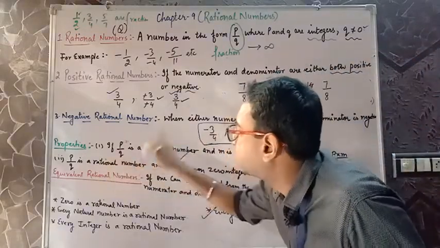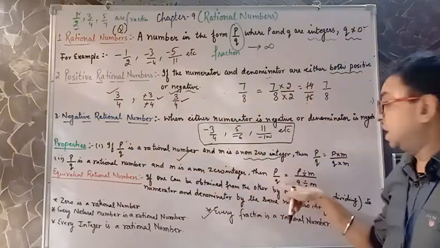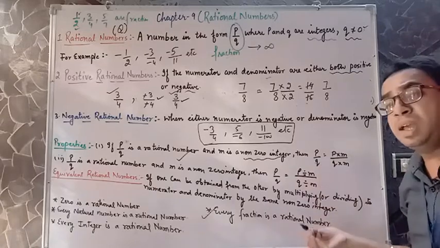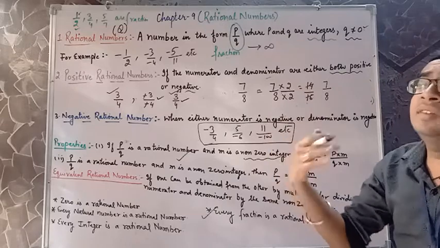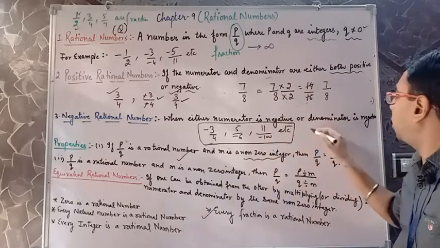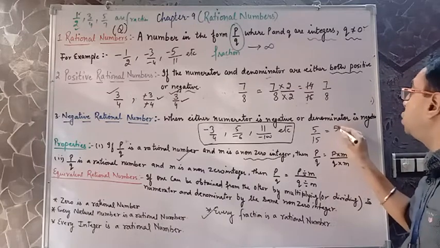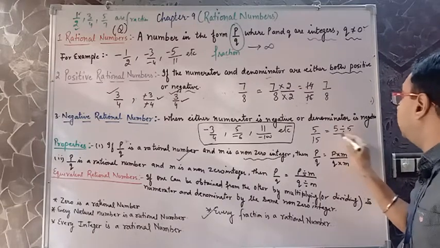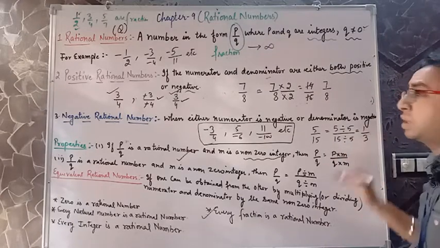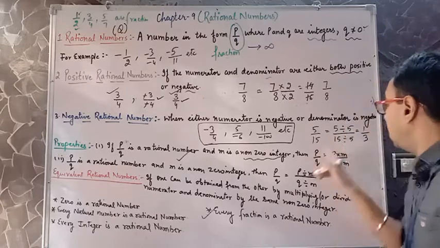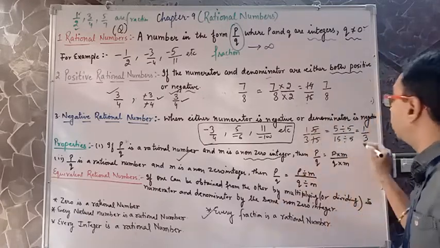Same property. If P by Q is a rational number and M is a non-zero integer, then P by Q is equal to P divided by M over Q divided by M. Let me take an example. I'll be taking a form where we cannot reduce further. Let me take the example of 5 by 15. It's a rational number. If I divide the numerator by 5 and the denominator also by 5, what do you think I'll be getting? I'll be getting 1 by 3, or not? 5 divided by 5 is 1. 15 divided by 5 is 3. And this is also 1 by 3. See, there is no change.